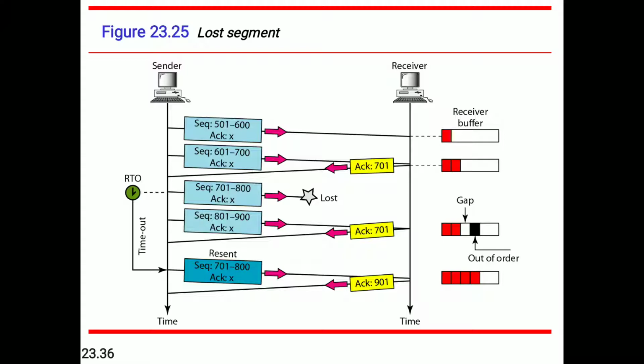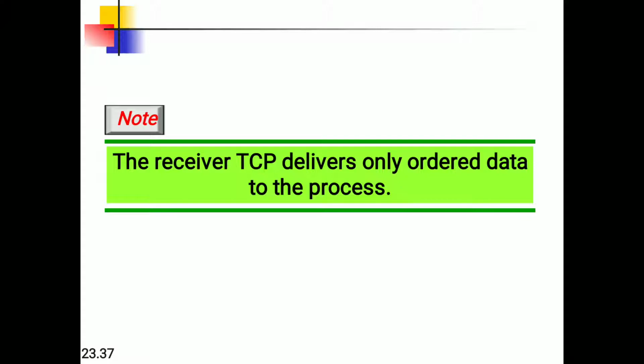So it is resending the sequence 701 to 800. After receiving it, the receiver, which already has 801 to 900, gives the acknowledgement 901, which means that the receiver has received up to sequence 900 and it is waiting for 901. So this example explains that the sequence 701 to 800 is lost during transmission and it is retransmitted once again by the sender. The receiver TCP delivers only ordered data to the process.